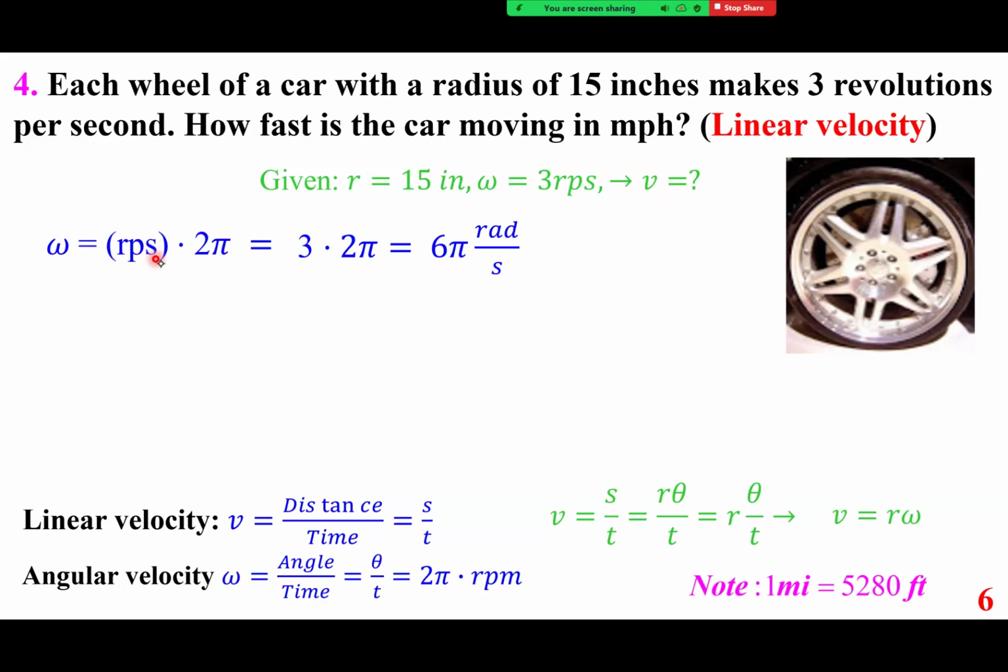But understand, revolution means basically 2 pi. That's all. A complete revolution, 2 pi radians. That's why we multiplied by 2 pi, regardless of whether this is per second, per minute, per hour, whatever. V equals r omega. The linear velocity is the same thing times r, and r is 15. So 15 times 6 pi, which is 90 pi, and that would be in units of the radius, 90 pi inches per second. So we have the answer.